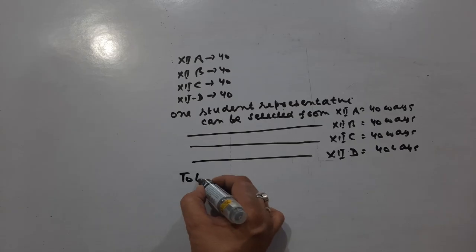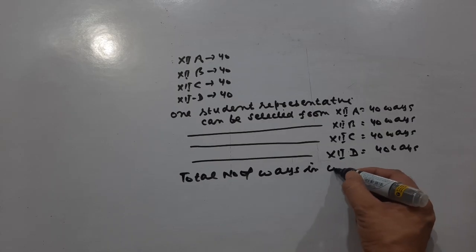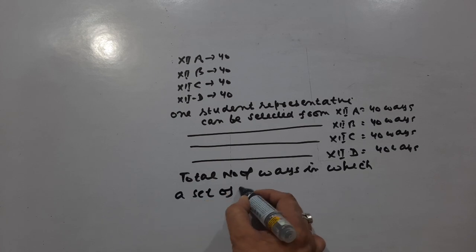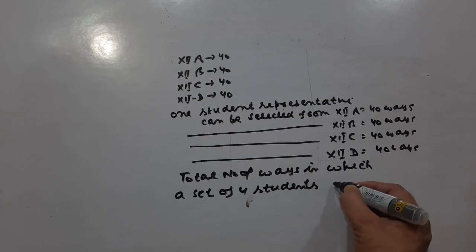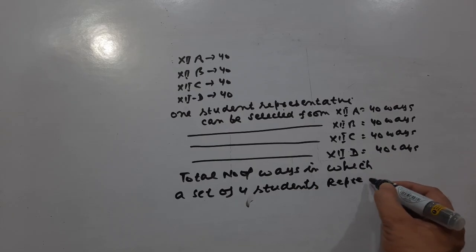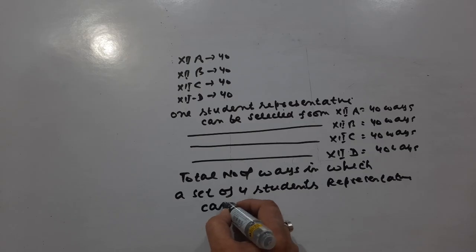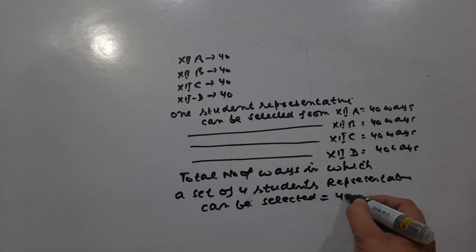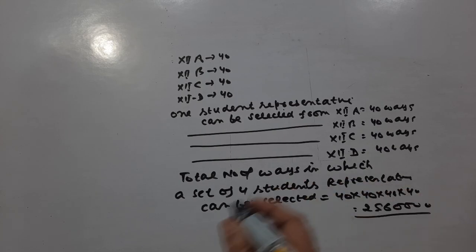So therefore total number of ways in which a set of 4 student representatives can be selected is equal to 40 into 40 into 40 into 40, it means 256 followed by 4 zeros. So these are the number of ways.